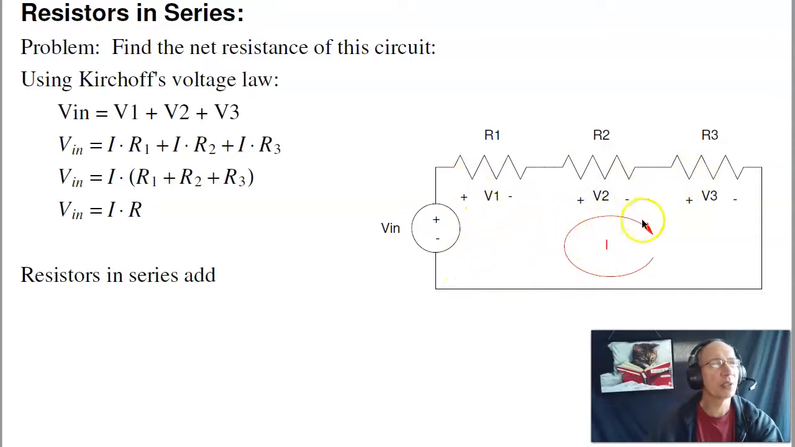If I do the loop equation, I get minus Vn equals V1 plus V2 plus V3, or bringing the Vn to the left, Vn is V1 plus V2 plus V3. From V equals IR, the current I times R1 plus I times R2 plus I times R3 is Vn. Pull the I outside and I get the net resistance is just R1 plus R2 plus R3. That's resistors in series, they add.